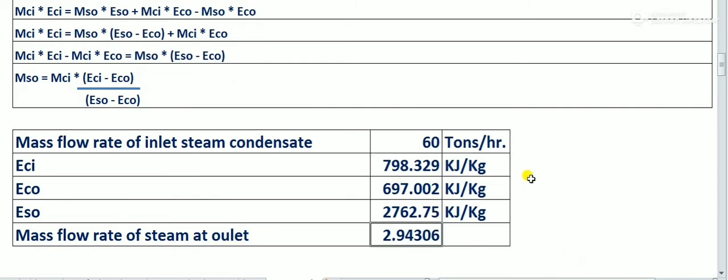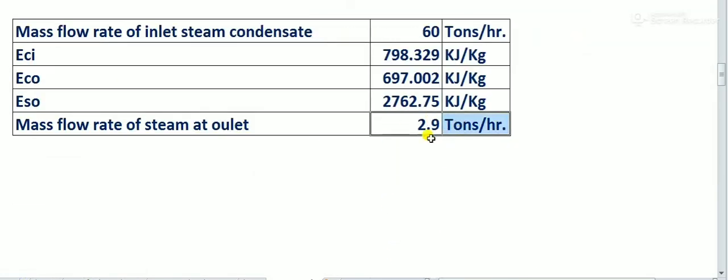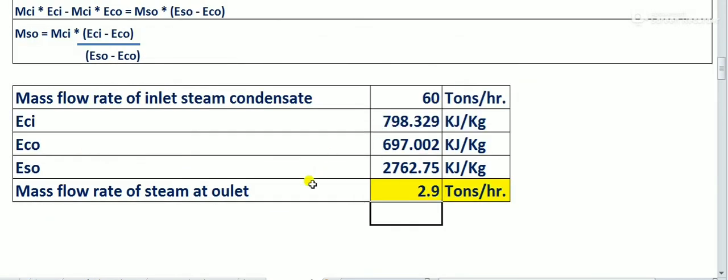This is the steam generation in the steam drum. This 7 bar steam, no need to waste this energy, so we can use this steam in the steam header. Before, the steam condensate went directly to the condensate conditioning unit to treat the water as boiler feed water. Now before that we are just flashing this in the steam flash drum. So we have produced 2.9 tons of steam. This we can utilize as the heating medium, and the condensate we can send to the condensate processing unit for boiler feed water recovery.